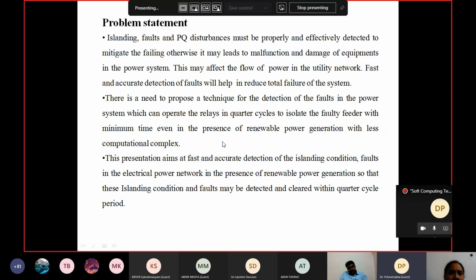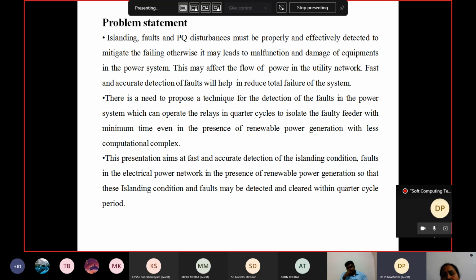What is the now? Let us define the problem statement. Islanding, faults and PQ disturbances must be properly and effectively detected to mitigate the failing, otherwise it may lead to malfunction and damage of equipment in the power system. This may affect the flow of power in the utility network. Fast and accurate detection of faults will help reduce total failure of the system.